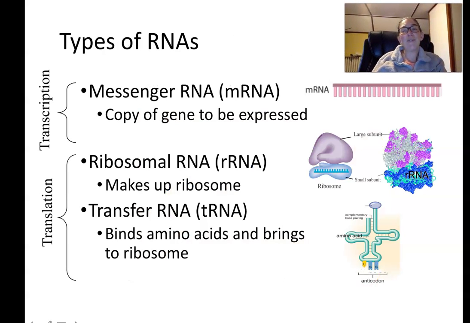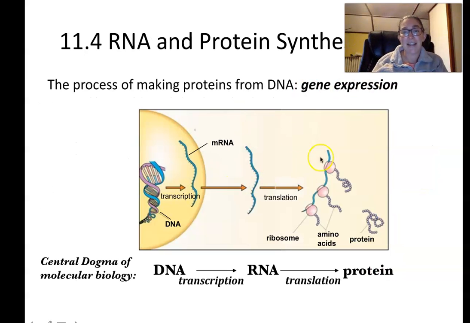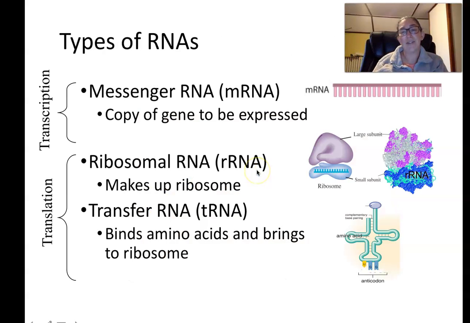So when it comes to RNA, there's actually multiple types of RNA, but the three main types that we're going to focus on that are important for transcription and translation are listed here. The first one is mRNA. The M stands for messenger. This is the one that was pictured in that last slide. So it's basically carrying the message from the nucleus to the cytoplasm.